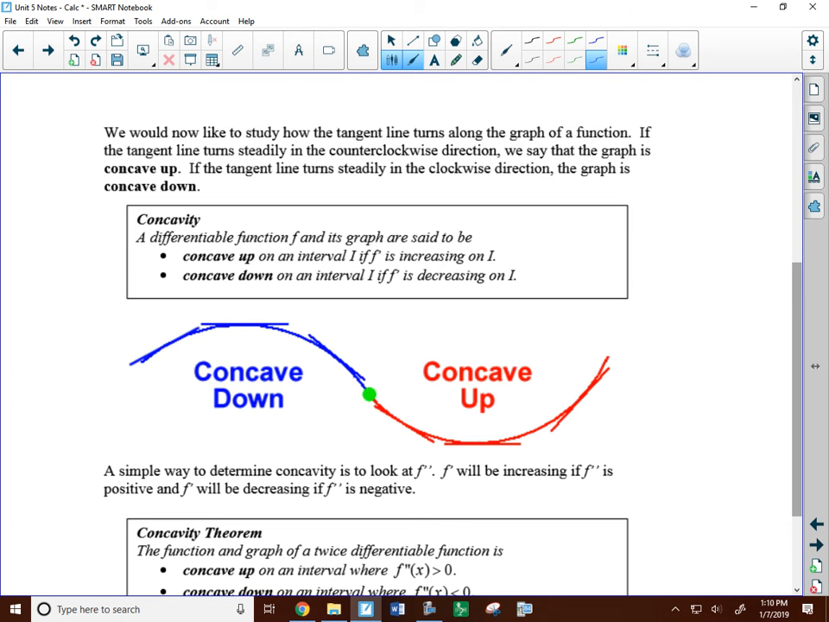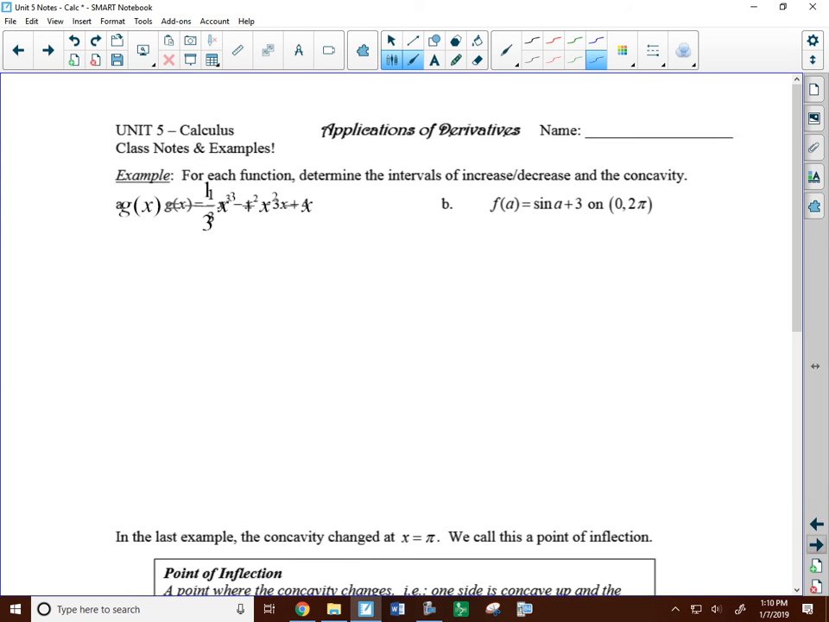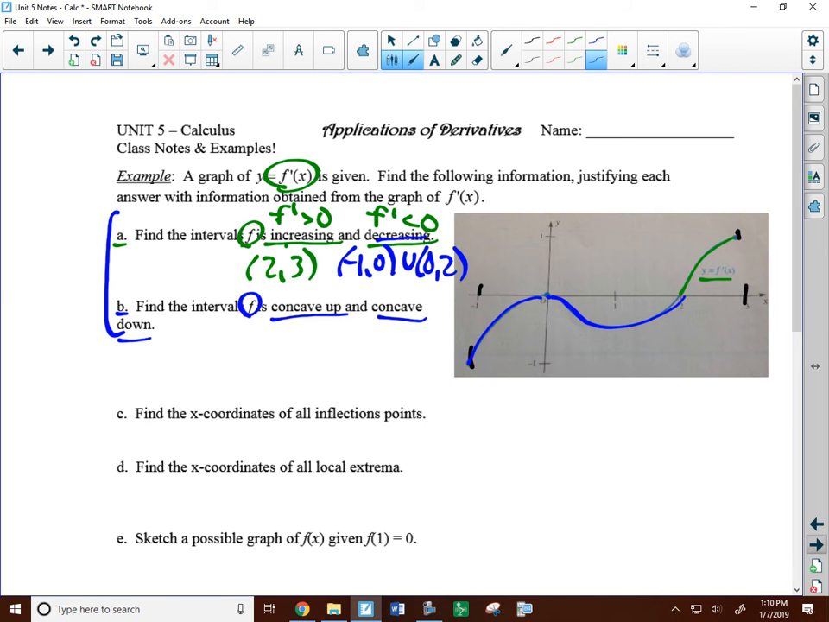I'm going to use this. There are 2 definitions. Concave up is when f prime is increasing. Concave down is when f prime is decreasing. I'll write that on our page. Concave up, f prime increasing. Concave down, f prime decreasing.